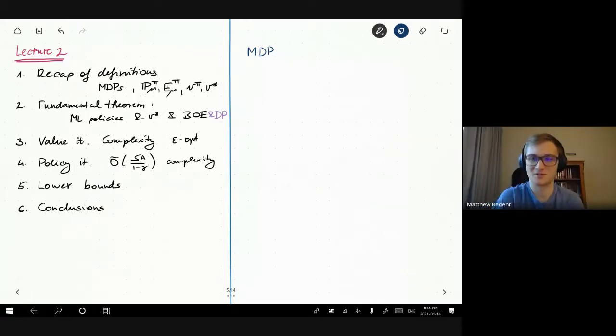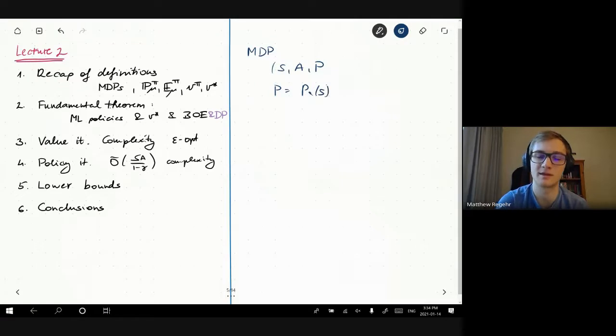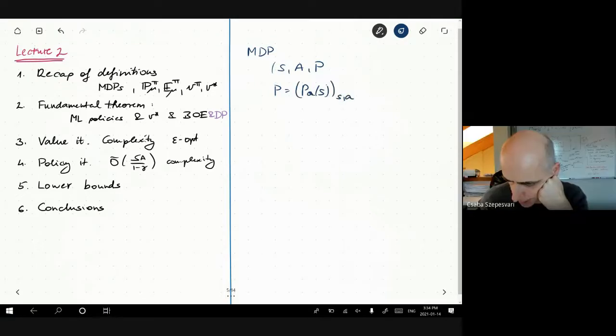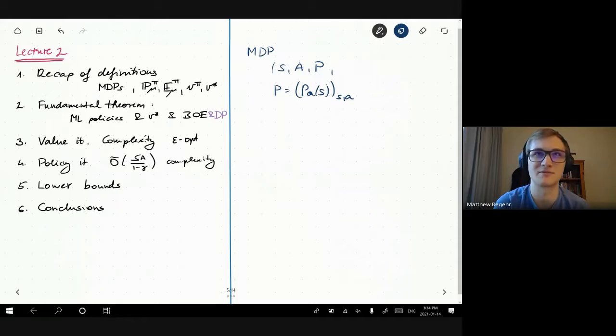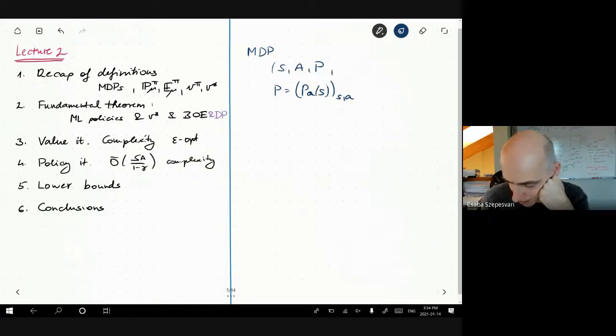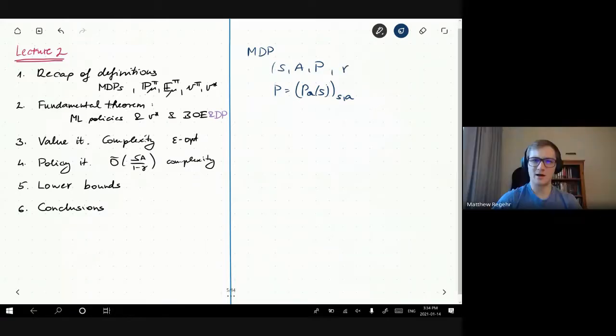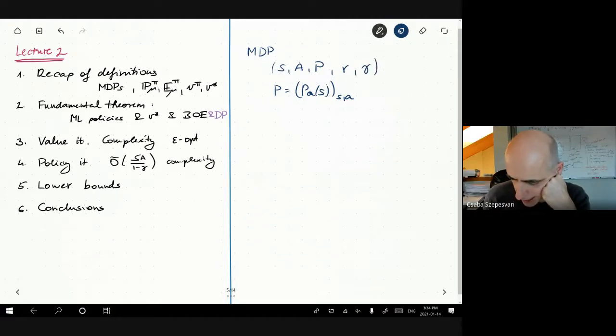Sure. It should consist of a state space, an action space, a transition distribution between states given an action. I think we could include gamma in the definition as well. Uh-huh. And I think I'm missing one thing: rewards. Oh yeah, rewards. And then let's include gamma as well.